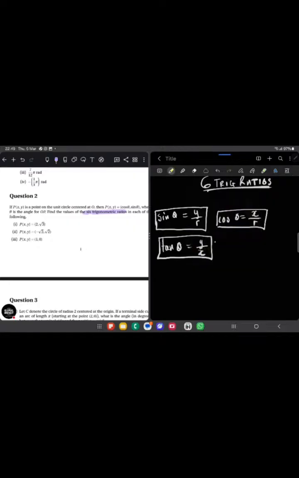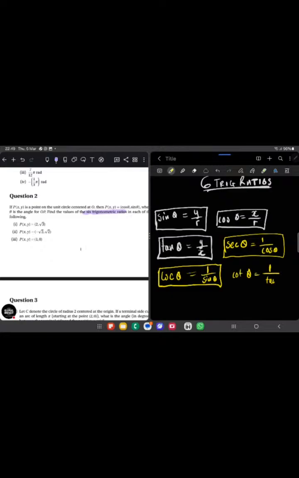Then once you have it, you can also now know that I have these guys called sec theta. Sec theta is 1 over cos theta. And cosec theta, you'd say cosec is 1 over cos. No, you're lying to yourself. Cosec is actually 1 over sine, so cosec theta is 1 over sine theta. And then lastly, cot theta is 1 over tan theta. If I can find sine, cos, and tan, these other 3 I can find.